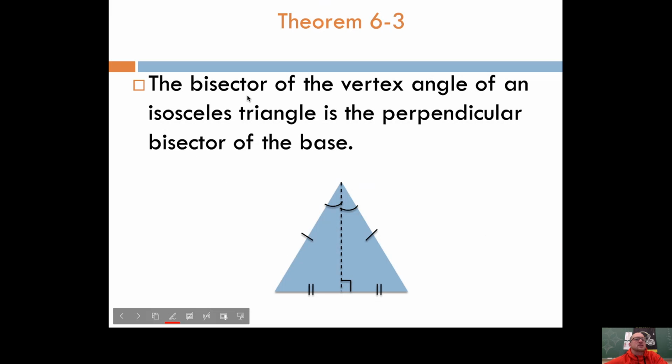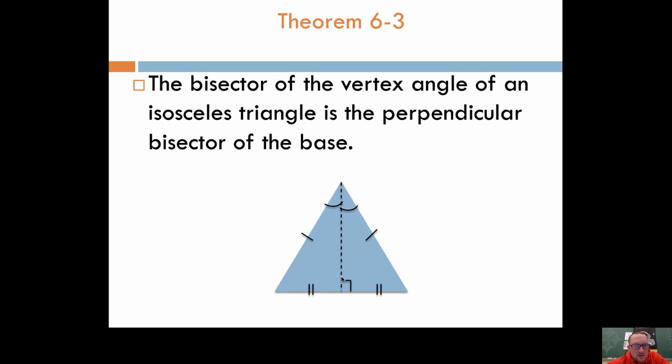This is theorem 6.3. It tells you that the bisector of the vertex angle, so here's an isosceles triangle, that's the vertex angle. This would be a bisector of that vertex angle. The bisector of the vertex angle of an isosceles triangle is the perpendicular bisector of the base.